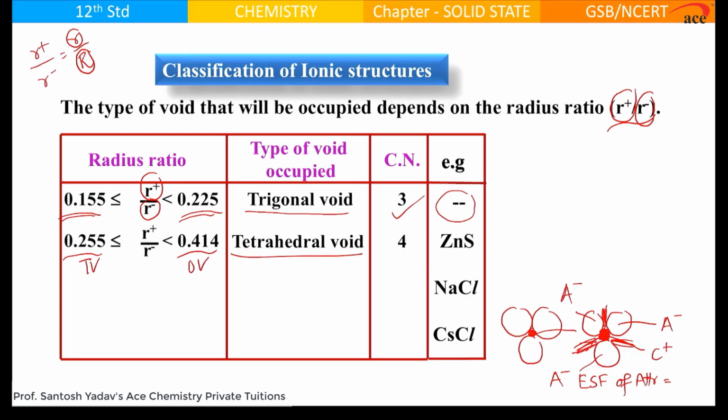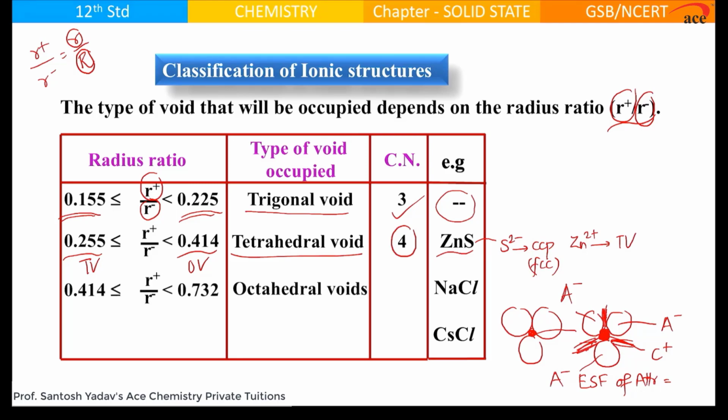Now, although the size is slightly bigger than tetrahedral void, why is it still going into tetrahedral void? Because it will still touch the anion, and if anion and cation touch each other, the electrostatic force of attraction will be largest. In tetrahedral void, coordination number is 4. Example is zinc sulfide. In zinc sulfide, sulfide makes up CCP or FCC, and zinc ions occupy tetrahedral void. That is what we want to say.